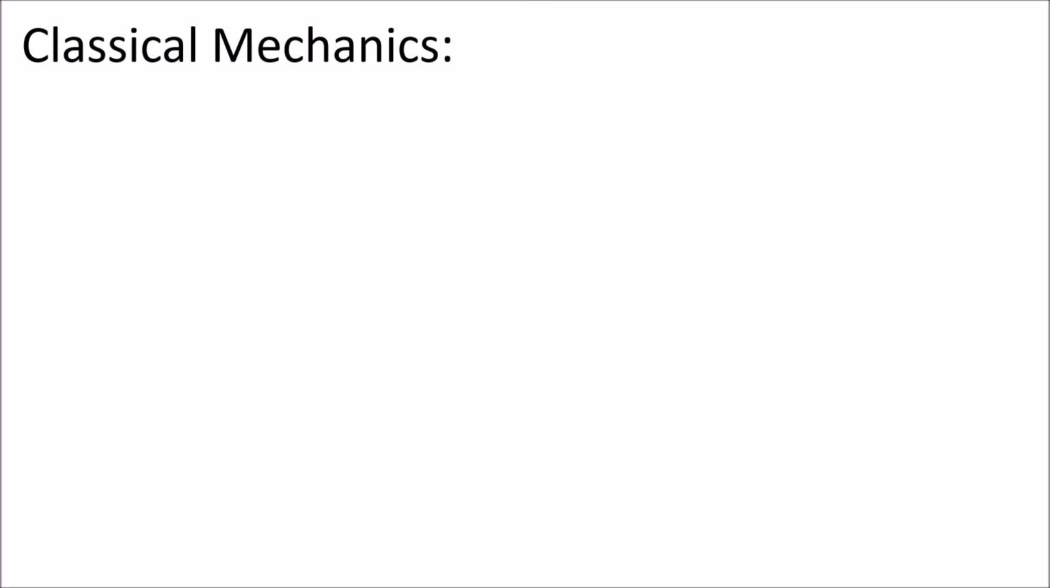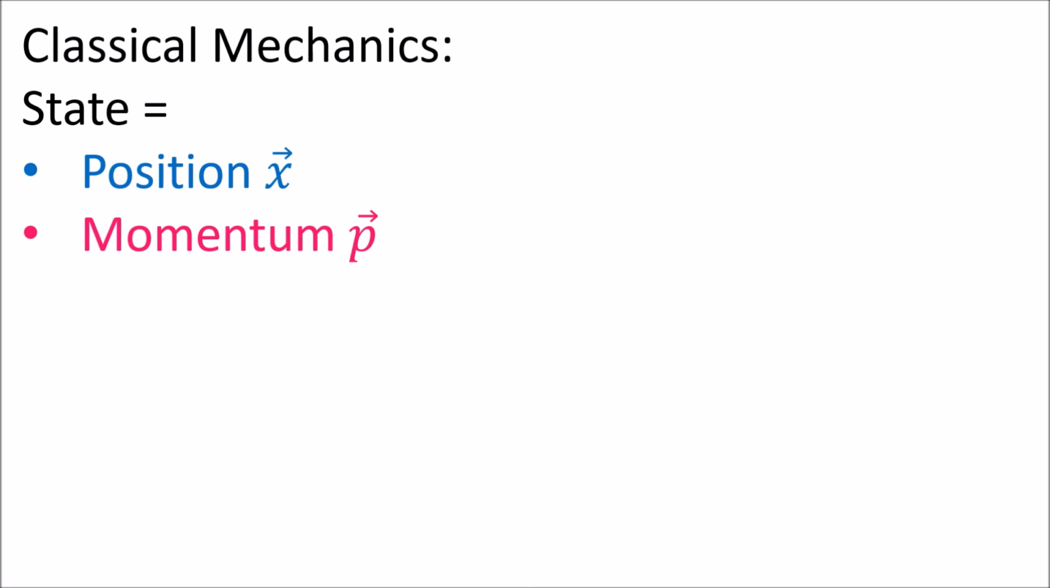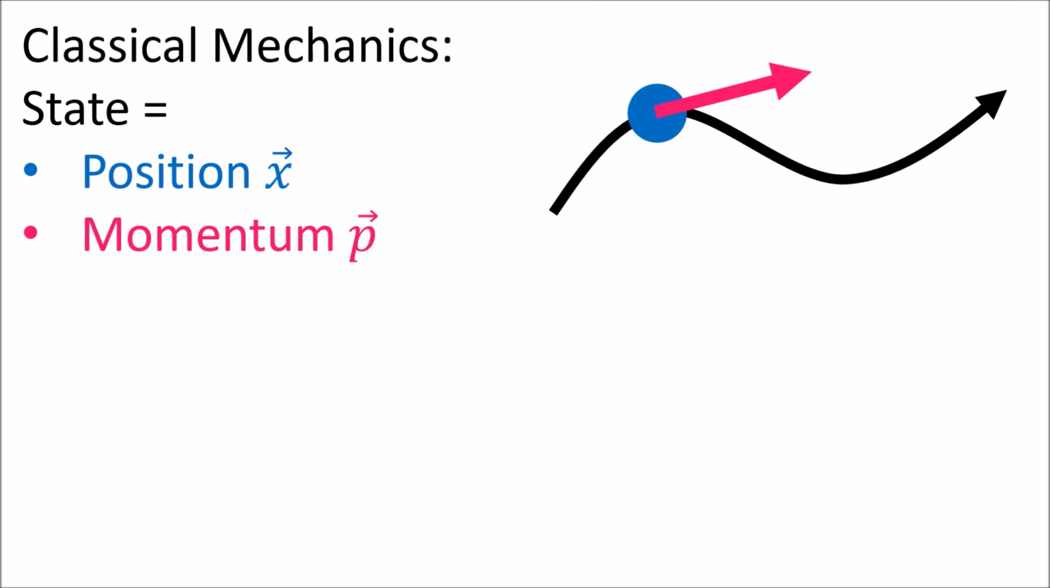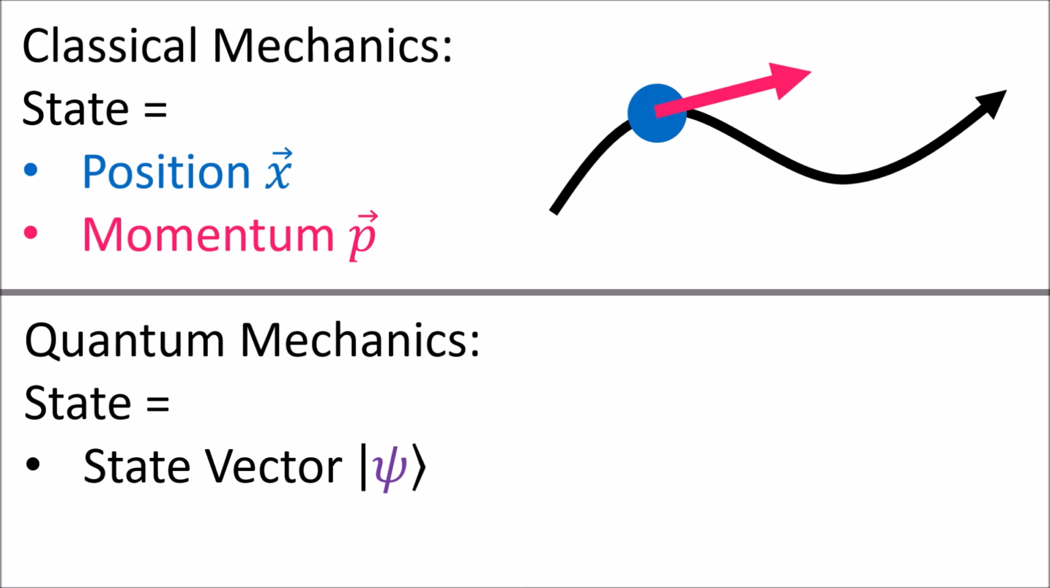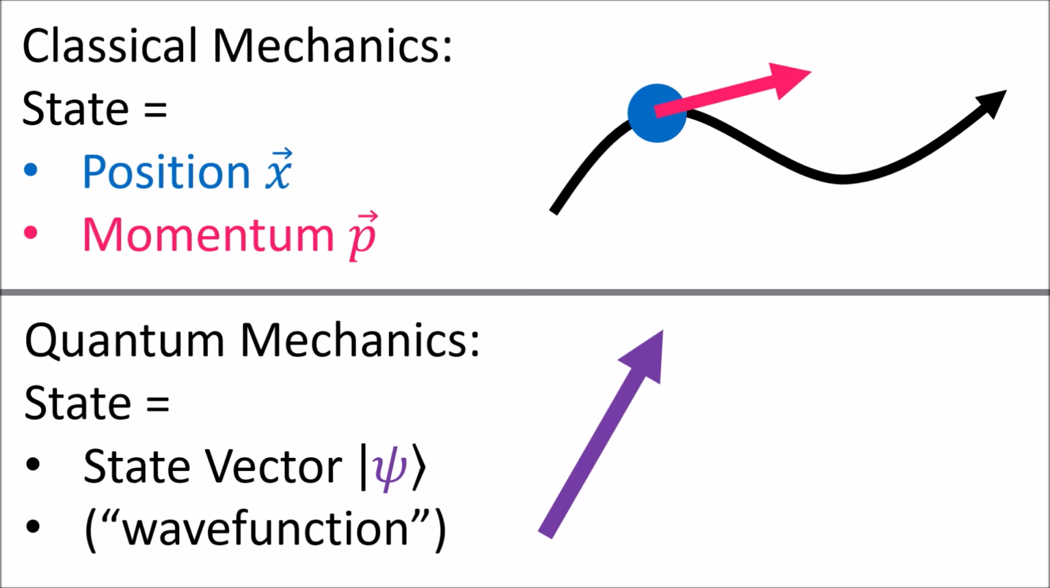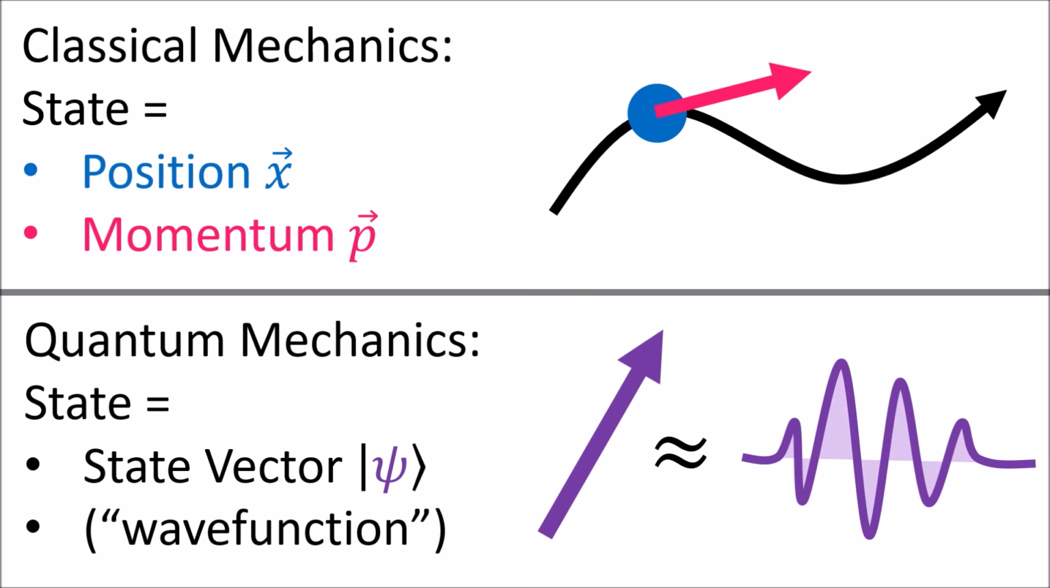To start, let's review some of the notation and mathematics used in quantum mechanics. In classical mechanics, when we talk about the state of a particle, we're referring to the particle's position and momentum, and how these quantities change over time. But in quantum mechanics, a particle's state is instead represented by an abstract state vector, which, loosely speaking, is the same thing as the particle's wave function.